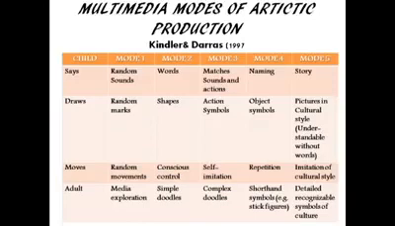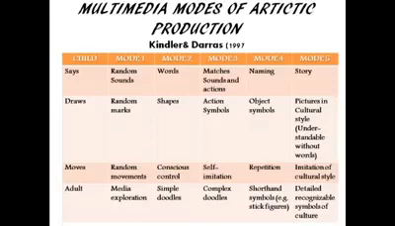Okay, we have here the multimedia modes of artistic production based on Kindler and Darras, 1997. What you can observe, we have five multimedia modes of artistic production. And under the child, we have says, draws, moves, and lastly, adult. Says: Mode 1, random sound. Mode 2, words. Mode 3, matches sounds and action. Mode 4, naming. Mode 5, story.